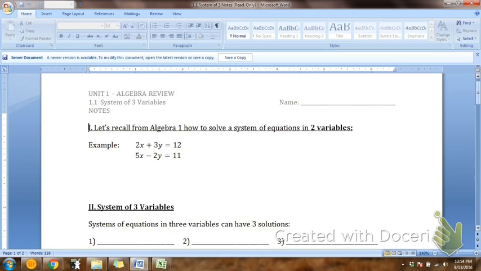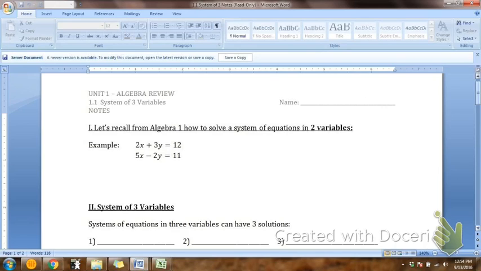So in case you have forgotten how to solve a system in two variables, we're going to review that first. If you remember how to do it, great. Please do not rush ahead. This is kind of a big deal. I need you not to rush ahead while we're doing this, all right?